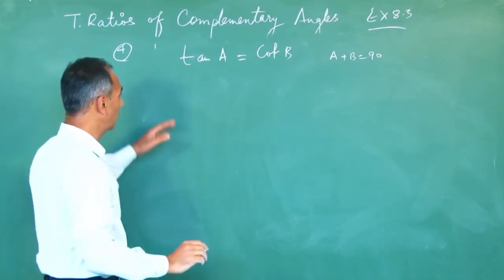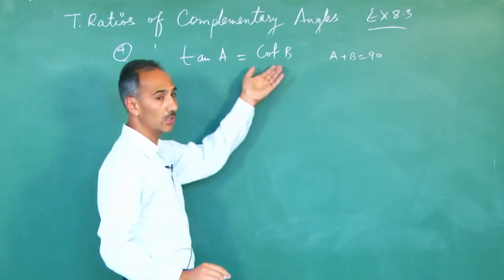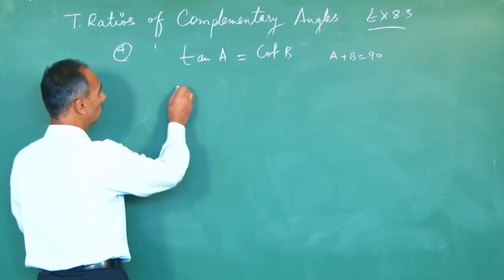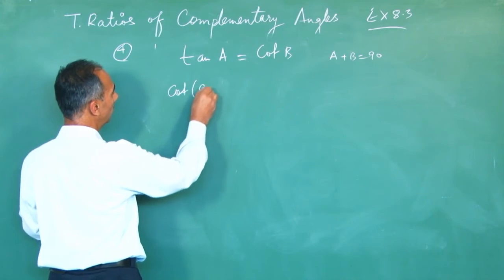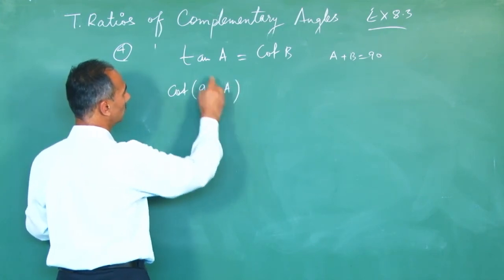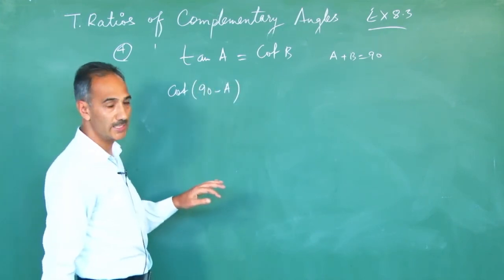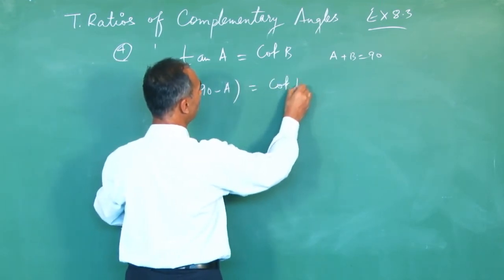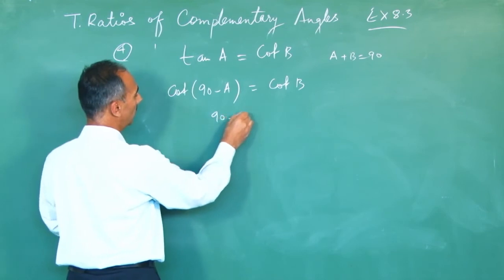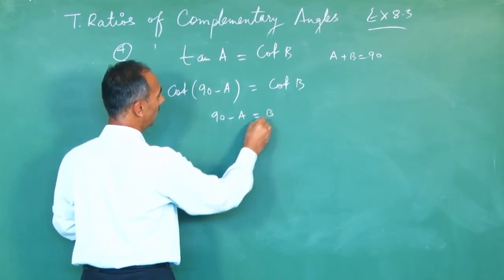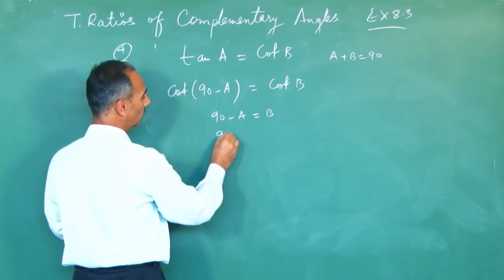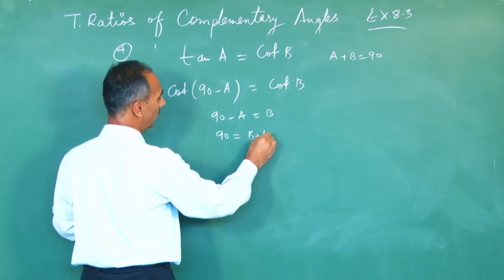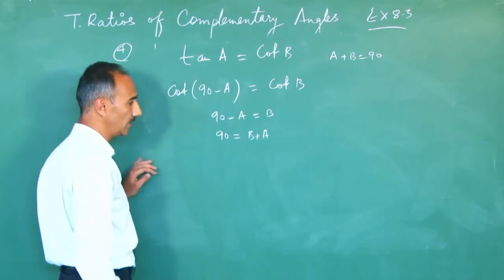So express tan in terms of cot or cot in terms of tan. So tan theta would be cot of 90 minus theta. So it's cot of 90 minus A. So that is equal to cot of B. That means 90 minus A is equal to B. So adding A on both sides, it will be B plus A. So that means A plus B is 90.